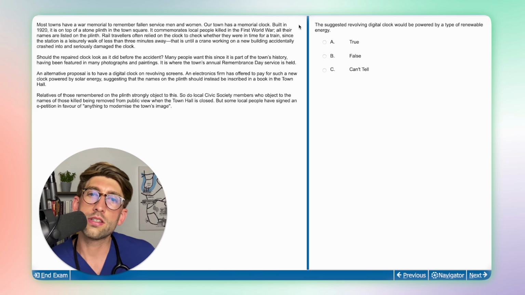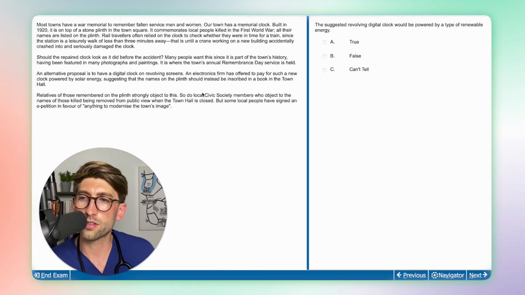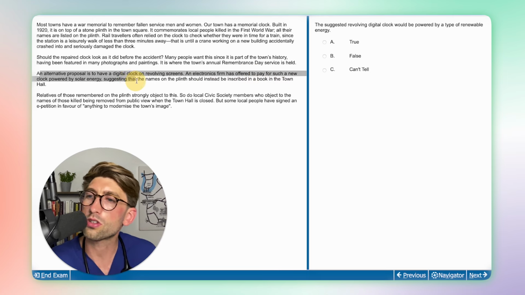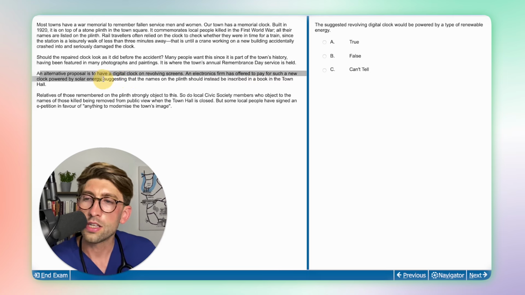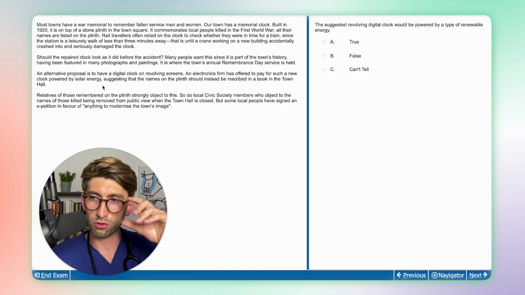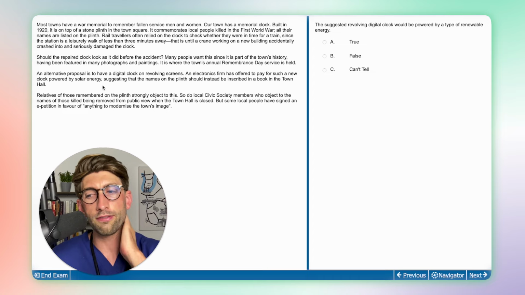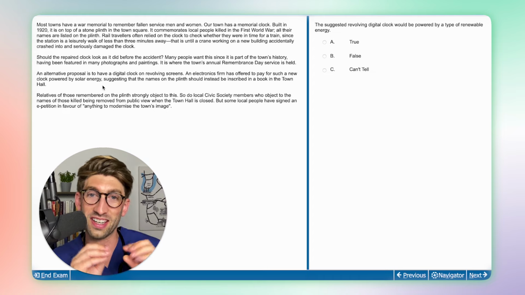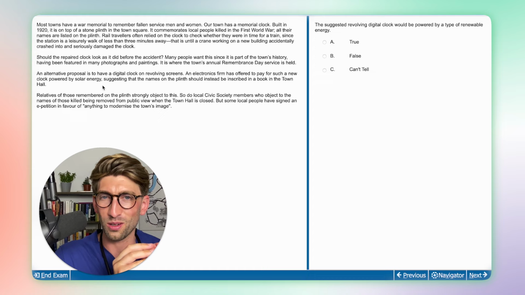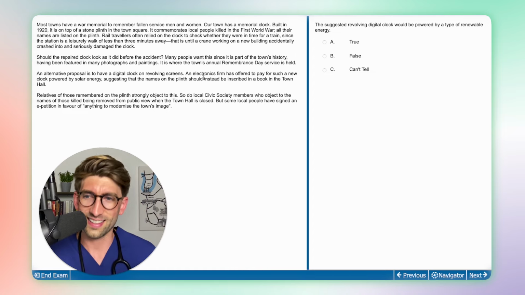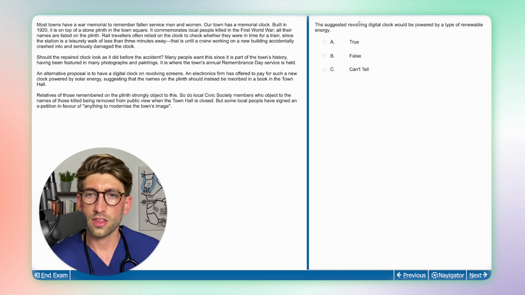So the suggested revolving digital clock would be powered by a type of renewable energy. So it said something about solar energy somewhere. Where do we find that? So an electronics firm has offered to pay for such a new clock powered by solar energy. So here we go. So this seems very obviously true to me. But then I'm thinking, well, you don't want to infer knowledge. And how much is inferred knowledge, saying a renewable energy source and solar power? To me, I would just trust my gut and say that it's true and that they're suggesting it. So the suggested revolving digital clock would be powered by a type of renewable energy.